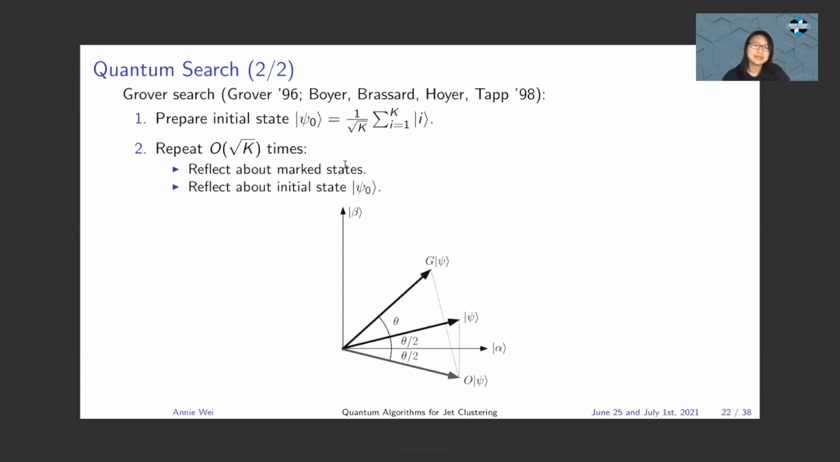So our marked items are the items we want. So basically, in this vector space, we reflect about our initial state, and then we reflect about our marked items, and then we just keep on repeating the series of reflections. And why this works is because 2 reflections end up being a rotation. And so we rotate our state vector towards the vector corresponding to the solution.